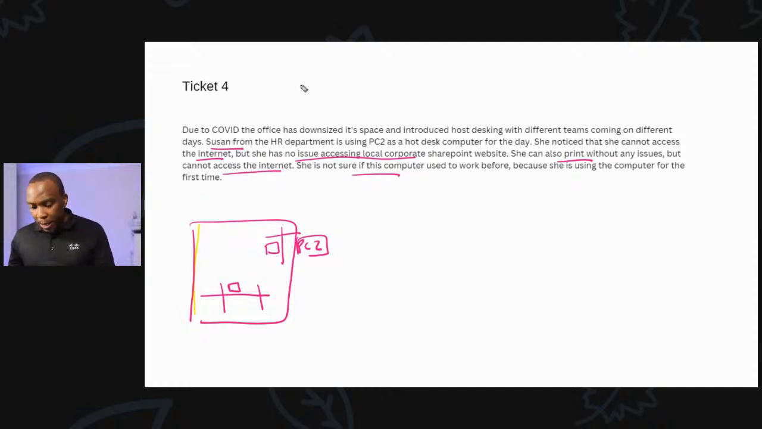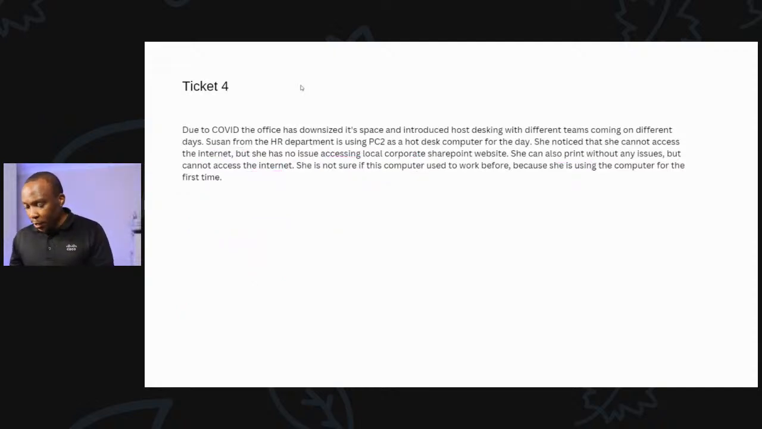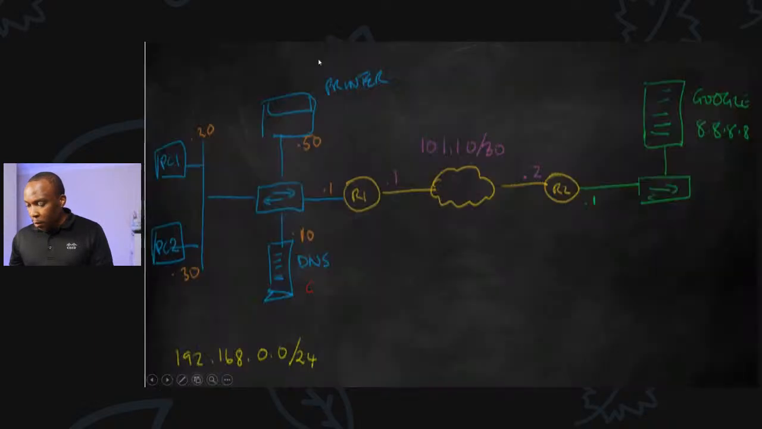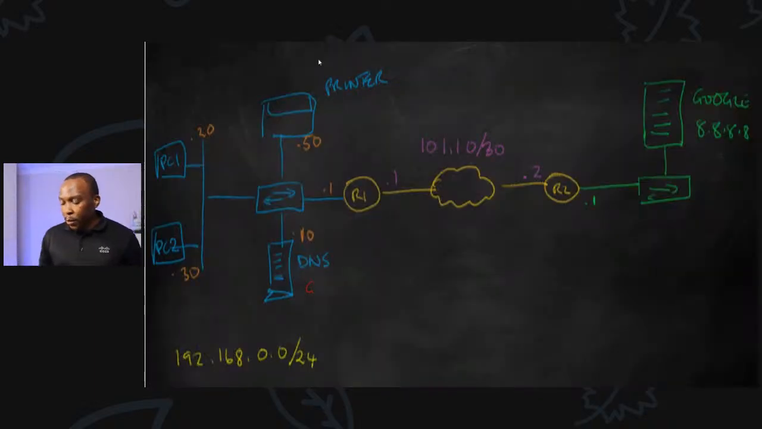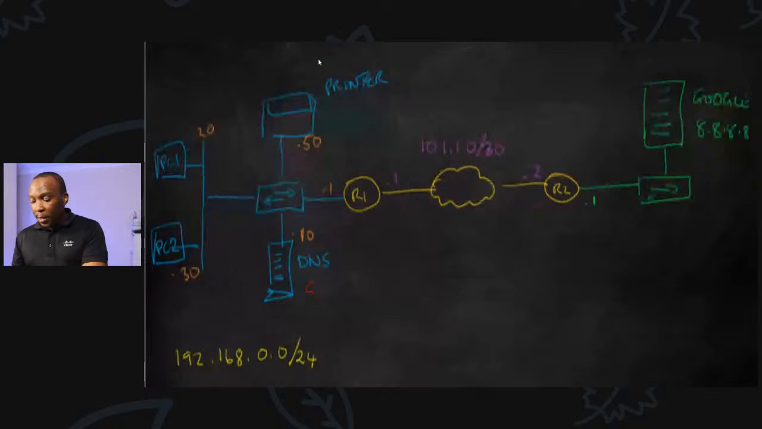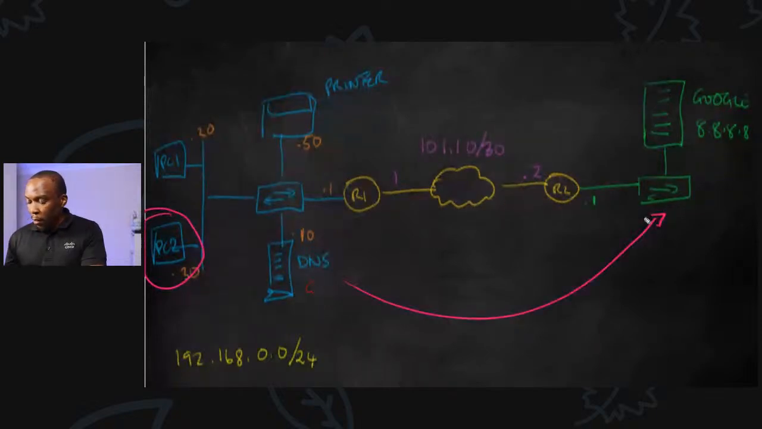Okay. So for those that have joined us and are not aware, I'm just going to bring back the network diagram in question so that we can be on the same page. Right, so this is our network diagram. So Susan is using this computer here. She can't access the internet, so she's failing to get here, but she can get to the printer, she can get to the local SharePoint server.